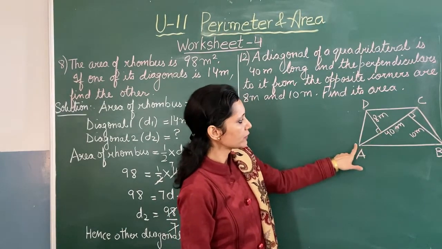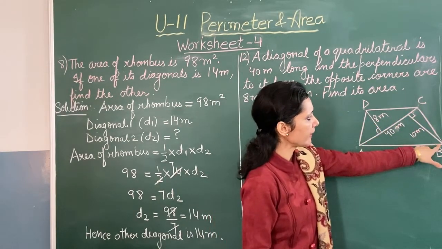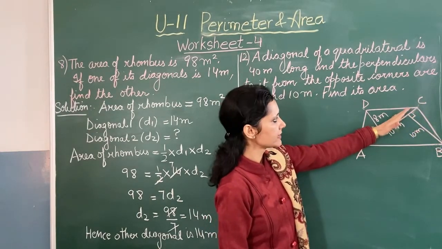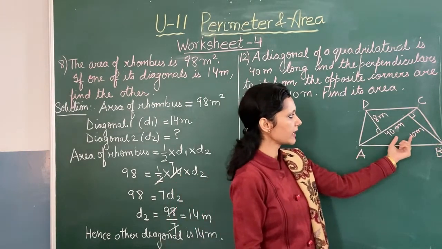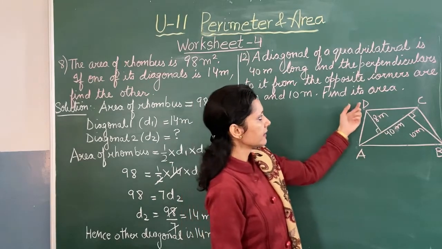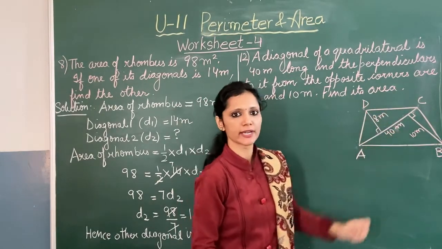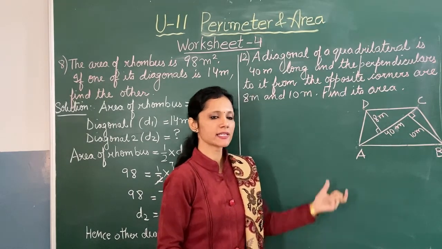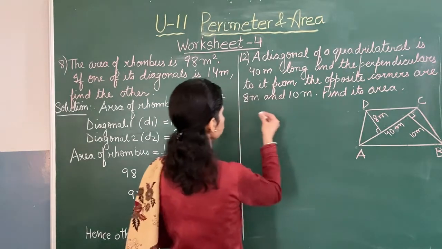Now let's talk about the other triangle. Again, this is the base as this perpendicular is falling on it. So this is the base and this is the height. So again we can find out the area of this triangle. Now as you can see, the area of the quadrilateral is the sum of the areas of these two triangles. So we'll add the areas in order to find the area of the quadrilateral. So let's start.